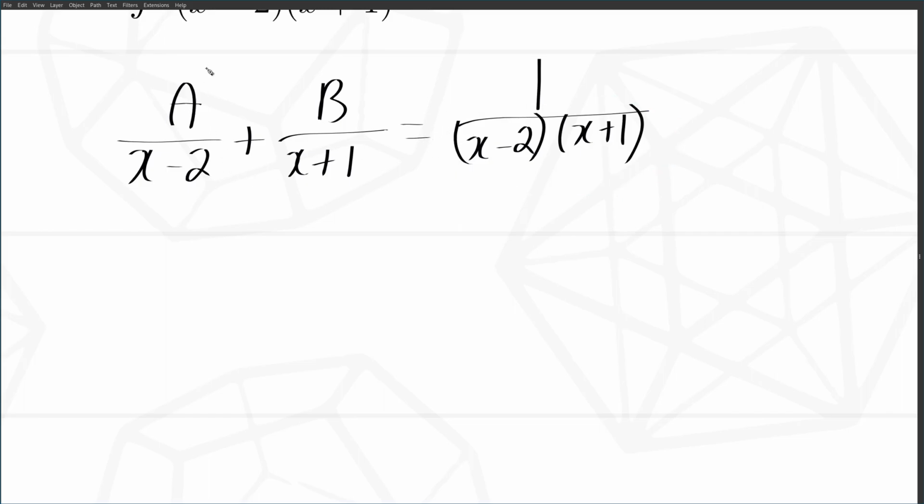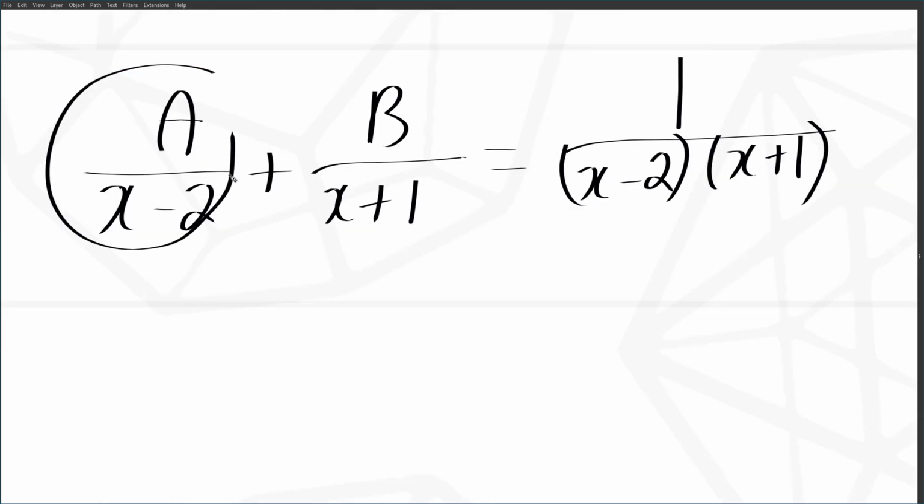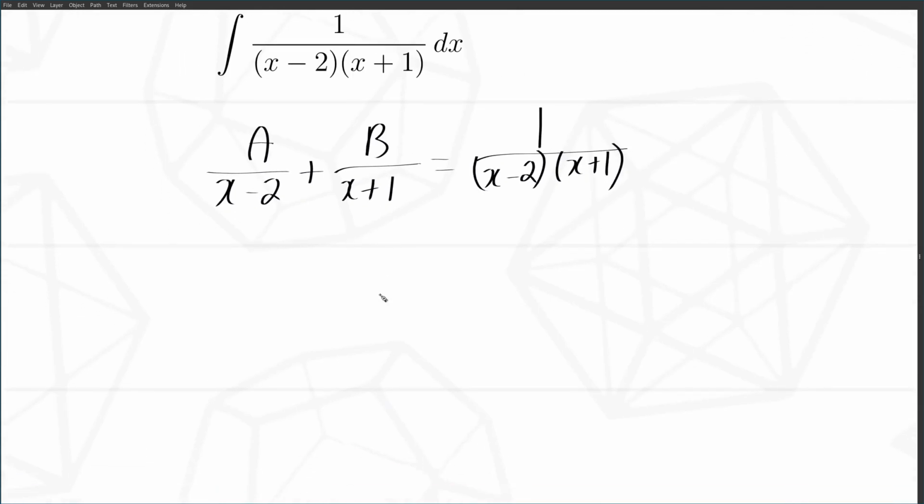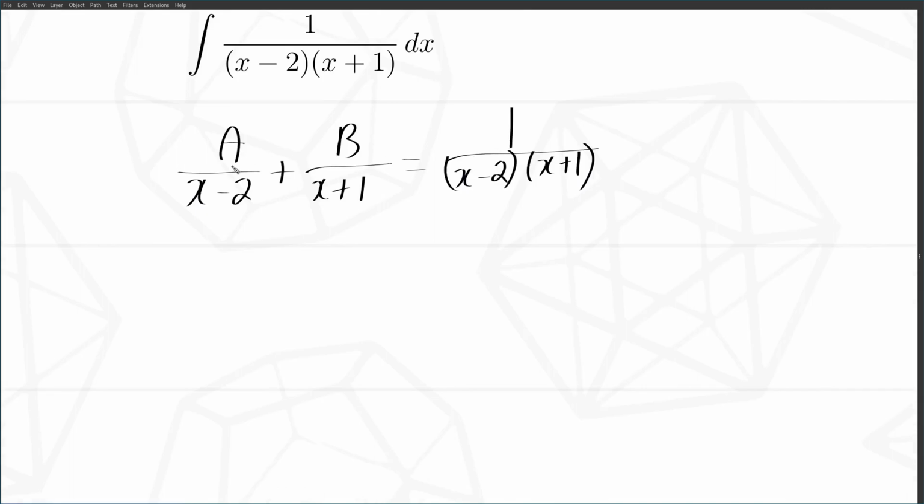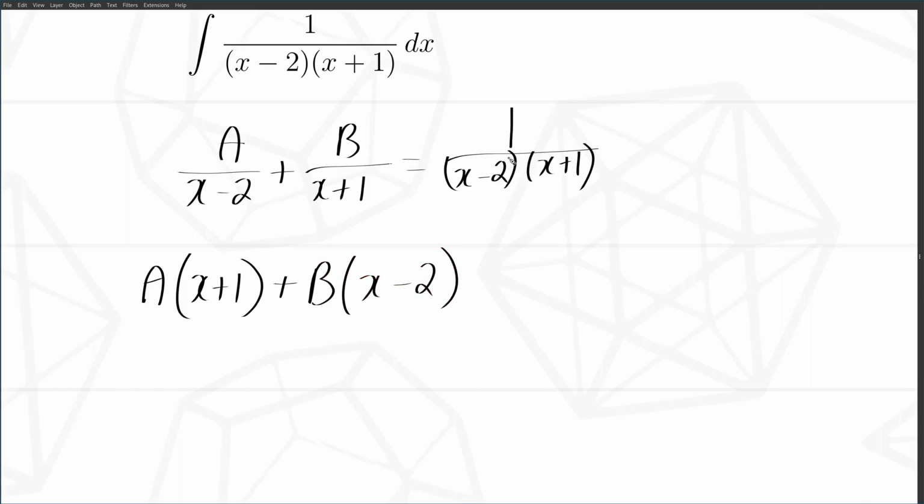So for this one, if we were to multiply by this expression, these x minus 2's would cancel, leaving only x plus 1. And likewise for the b. So we're going to have a times x plus 1 plus b times x minus 2. And again, since we multiply by this expression, this is going to be equal to 1.